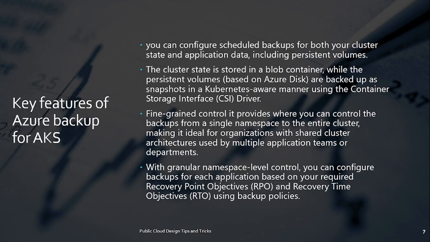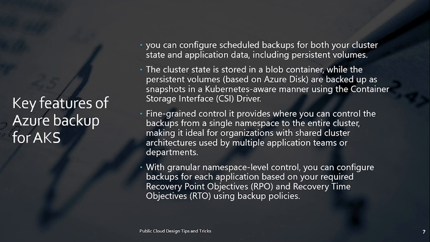Third, the most important key feature is fine grained control. It provides control where you can back up from a single namespace to the entire cluster. You can think about it: there are a lot of organizations who generally share a single cluster for multiple applications, and each application has its own namespace. So if any application has a different RPO and RTO, and they want to back up and schedule according to their particular RPO and RTO, that means they want to back up those particular namespaces, and that can be controlled with these capabilities.